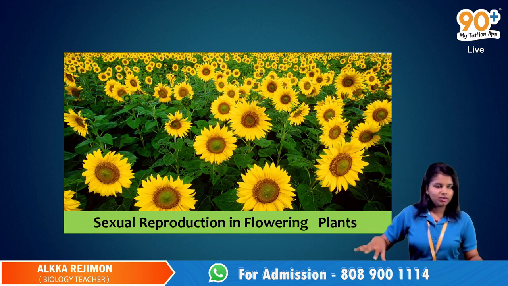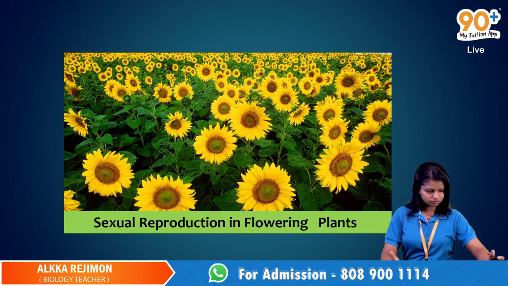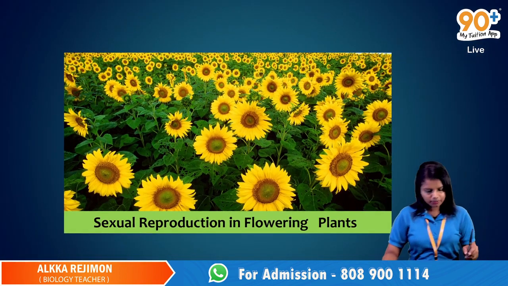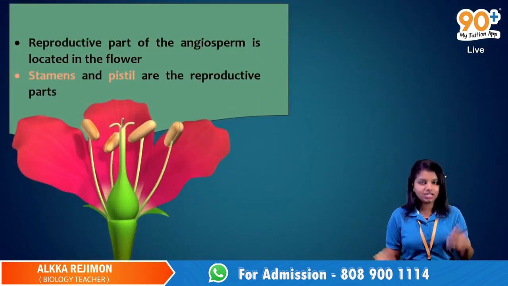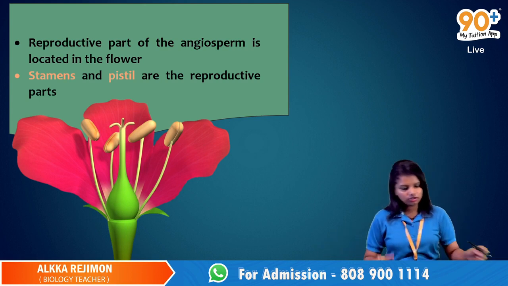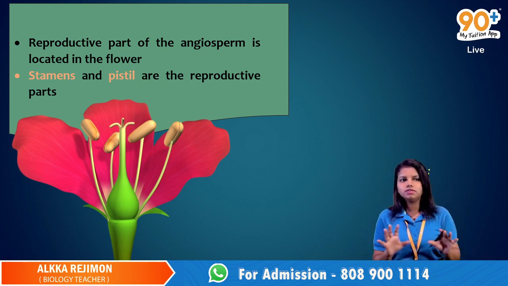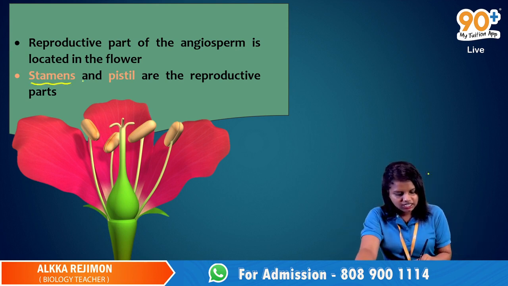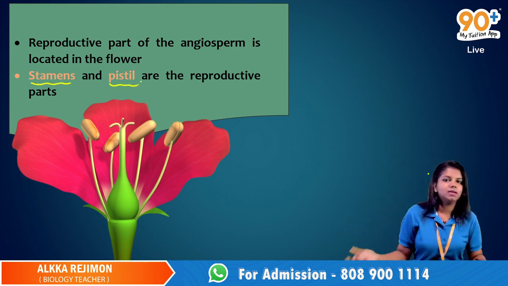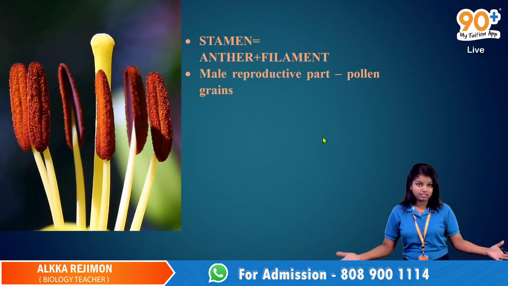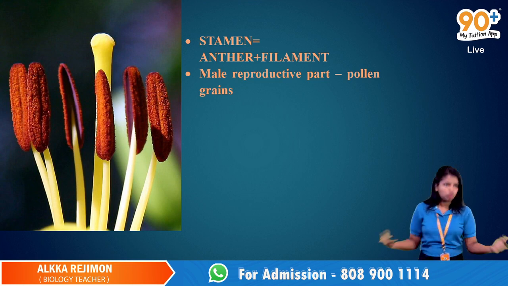And here we also need to discuss the sexual reproduction in the flowering plants. So let's see. In flowering plants this same kind of sexual reproduction can be seen, and the major reproductive part of the angiosperm, meaning flowering plants, is mainly stamens and pistil. Stamen and pistil are the major reproductive parts of a bisexual flower.